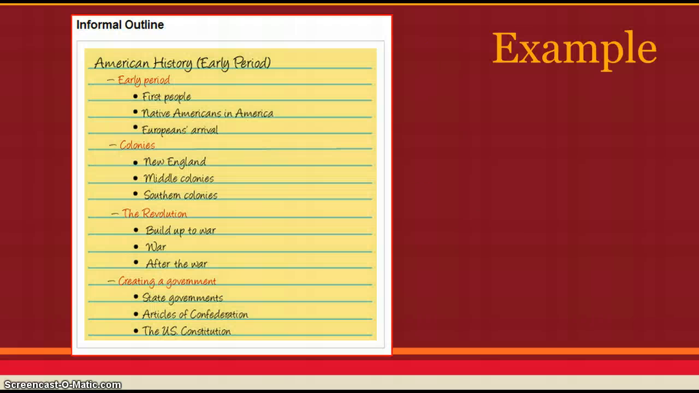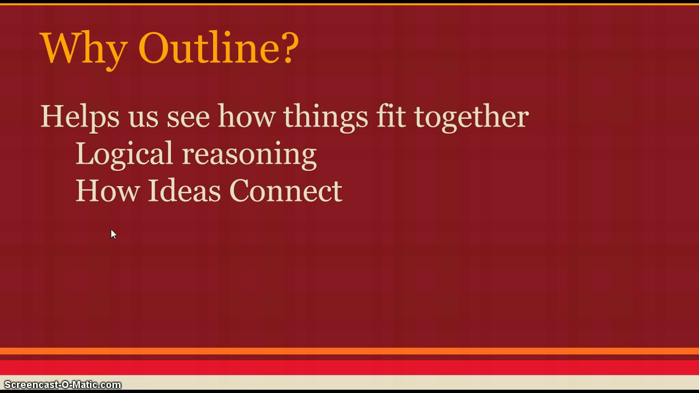Here's an example of an informal outline. You'll notice that it has a title, American History, Early Period, and then it's divided into broad categories. We have early period, colonies, the Revolution, and creating a government. And then those categories are further divided. First people, Native Americans in America, Europeans' arrival. And you'll notice that the subcategories pertain to the broad categories. And you'll notice that it's just bullet points and dashes. No numbers, no letters.